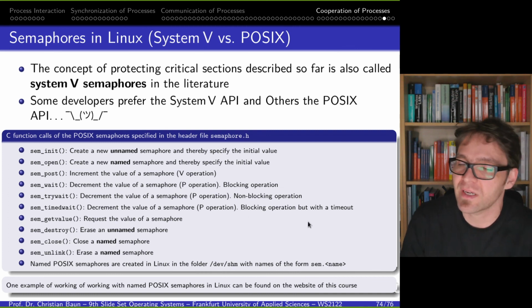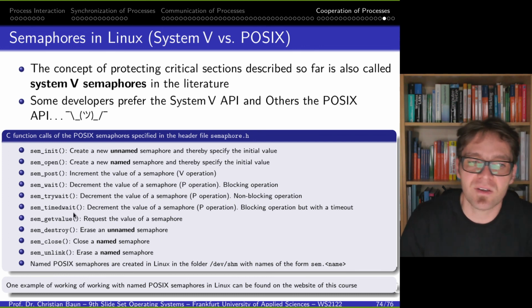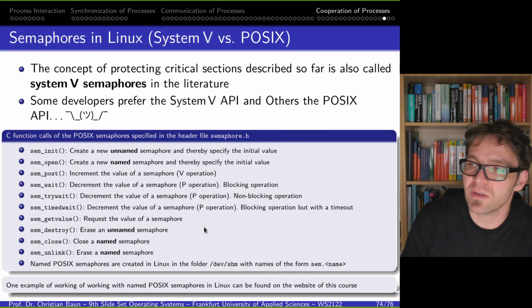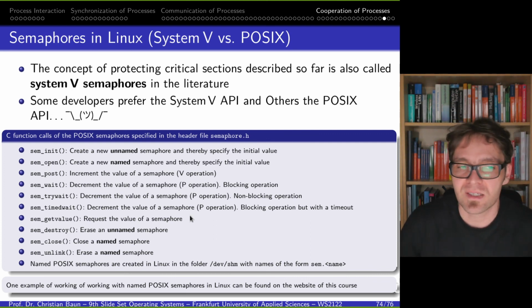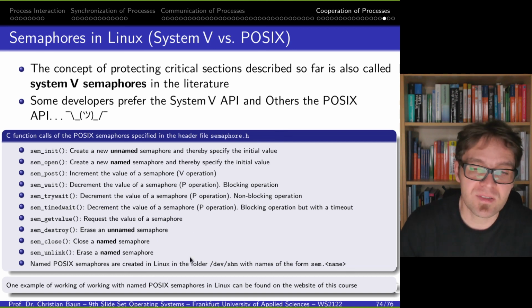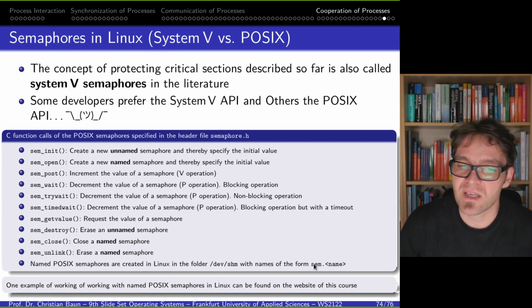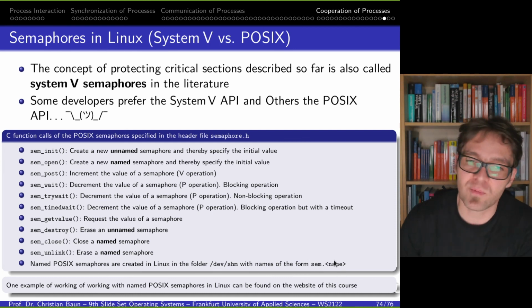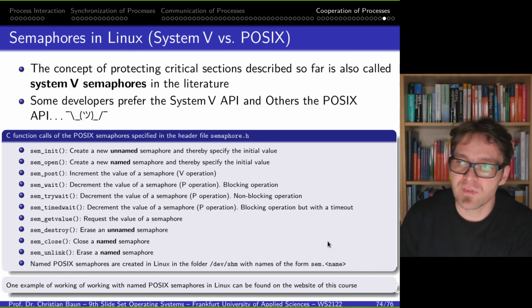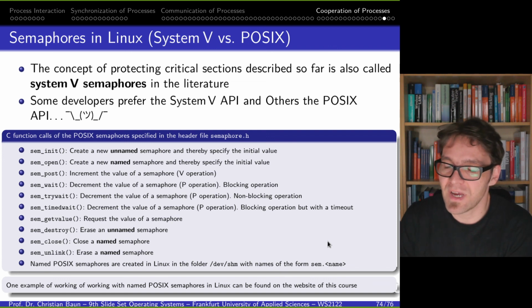In the POSIX way, you have more flexibility. You have blocking and non-blocking operations here. You can also specify timeouts and when they expire, or not. So it's a little bit more flexible, and the POSIX semaphores are created in the subfolder dev shared memory. They are inside with the name semaphore dot and the name you specified, and so you can monitor this pretty well. I have no example about POSIX semaphores in my slide set, but it's on the course webpage.